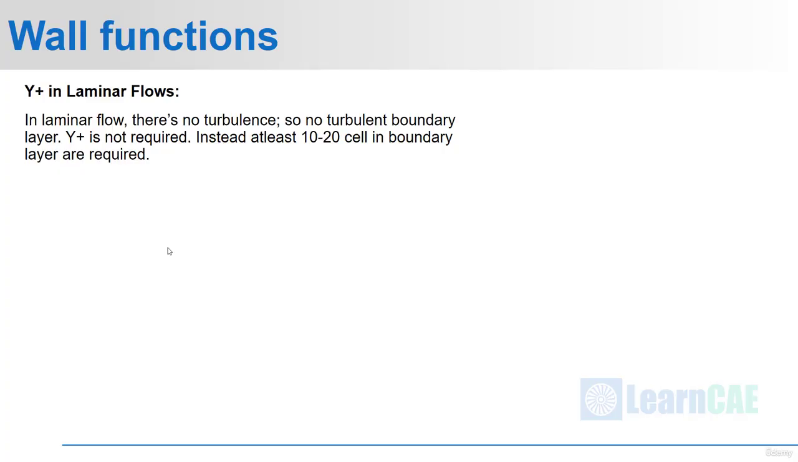First, let us see how to apply Y plus in laminar flows. In laminar flows, there is no turbulence, so there is no turbulent boundary layer present. Therefore, Y plus is not required. Instead, we have to at least allocate 10 to 20 cells in the boundary layer region. For laminar flows, the boundary layer height is given by 5x by square root of Reynolds number at the particular location. Okay, so here within this boundary layer delta, you have to specify at least 10 to 20 cells. This is for laminar flows.